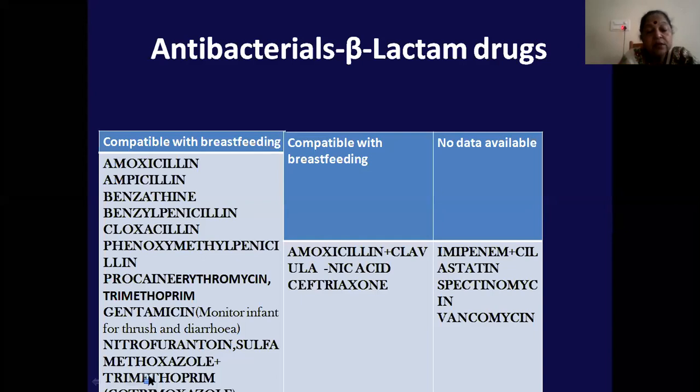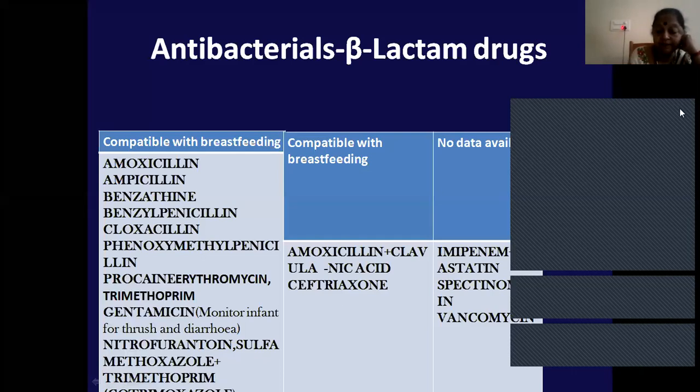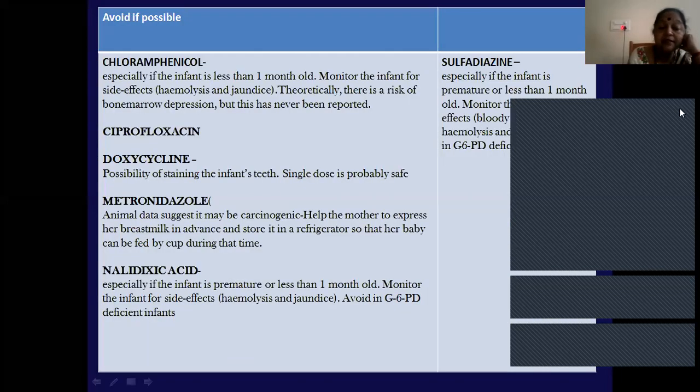So you can use these compatibly. Now no data is available for other antibiotics like vancomycin, imipenem, then spectinomycin. These are the drugs which we don't know about. The paucity of data is still there. Now you should avoid antibiotics like chloramphenicol, ciprofloxacin, doxycycline, metronidazole, and nalidixic acid. These are to be avoided. Chloramphenicol, if the infant is less than 1 month, you have to monitor for side effects like hemolysis and jaundice. Theoretically, there is a risk of bone marrow depression, but it has never been reported.